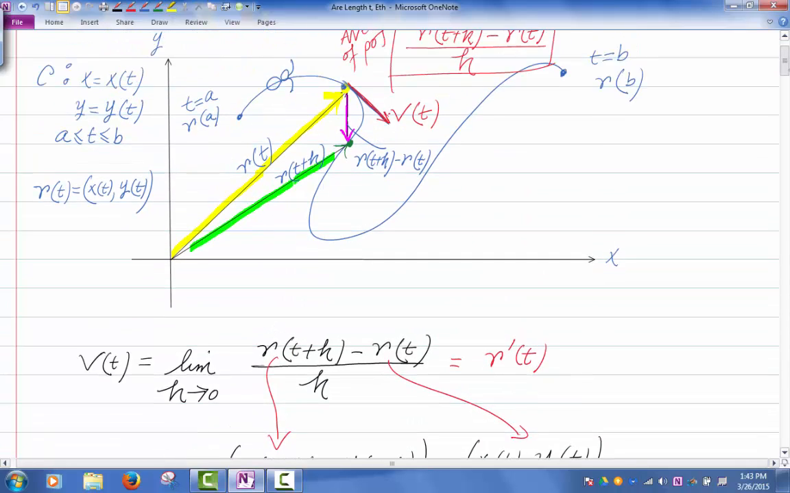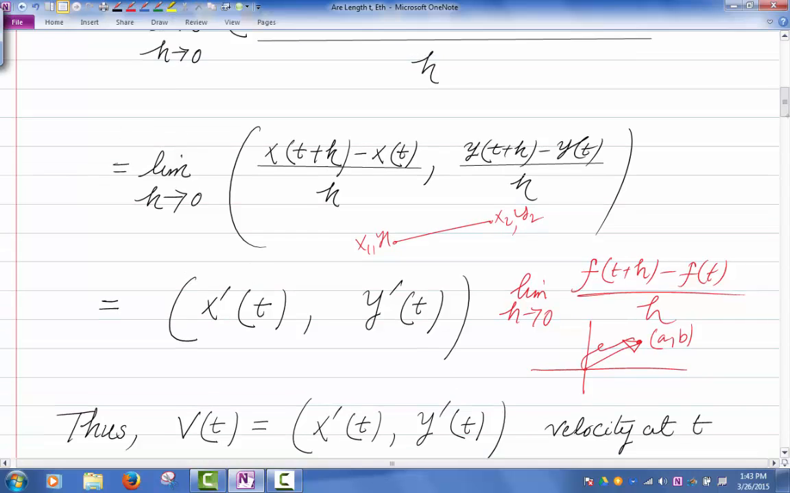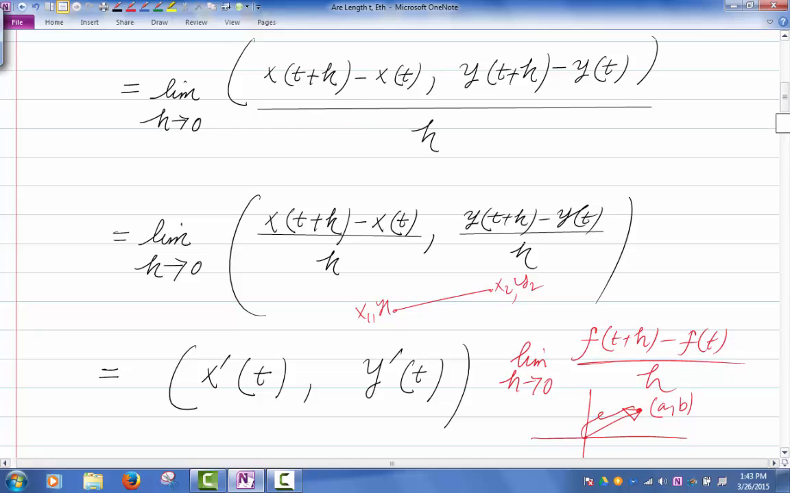Remember once again the definition. Oh, I think I erased it. I have it here. If I take the limit of f of t plus h minus f of t over h, that's the derivative of f at t, right? Same way, what's the limit of x of t plus h minus x of t over h? That's x prime of t. What is the limit of y of t plus h minus y of t over h? That's y prime of t.